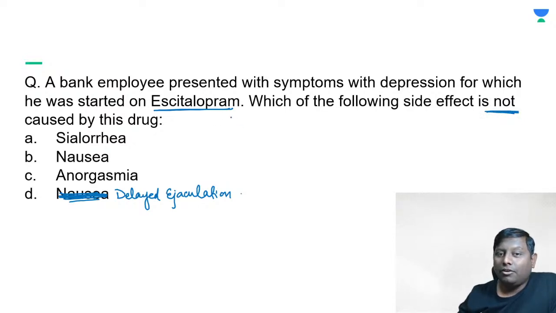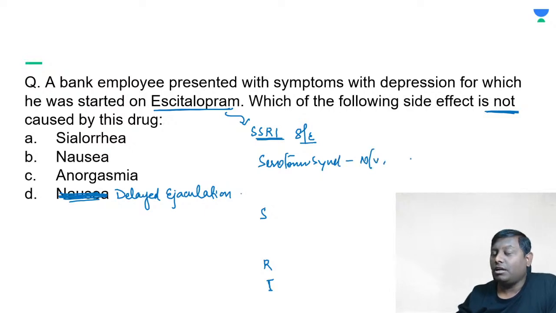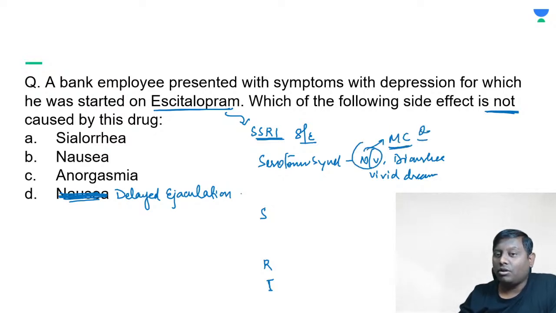Escitalopram, guys, remember which class of drug it is? It is one of the selective serotonin reuptake inhibitors, like citalopram, escitalopram, fluoxetine, paroxetine, sertraline. Their side effects are simply remembered by the mnemonic SSRI. One of them is serotonin syndrome, in which the patient will have nausea, vomiting, diarrhea, and vivid dreams. Do remember that nausea and vomiting are the most common side effects overall with SSRIs. They can also cause headache.